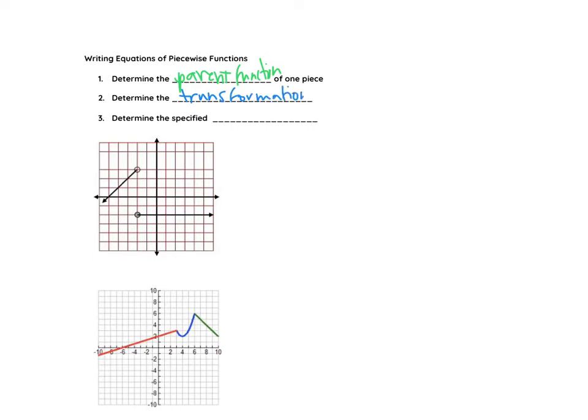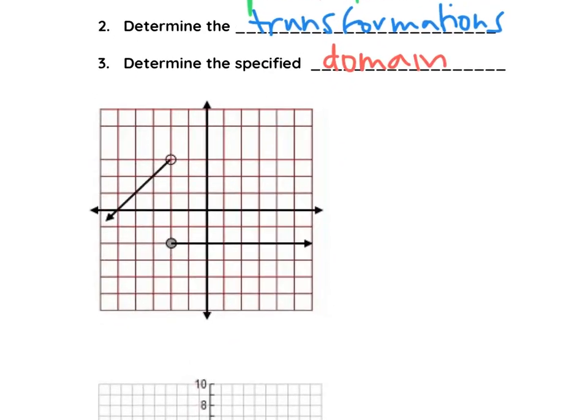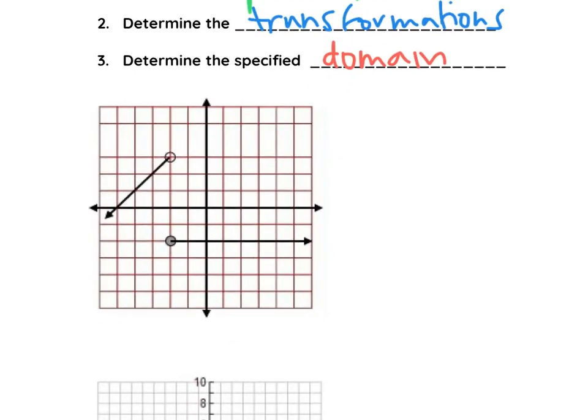Did it go up, down, left, right? Did it reflect? And then the last thing we have to do is determine the specified domain. So we have to figure out where it wants this particular function. So let's look at this first example. I'm going to name him f of x.